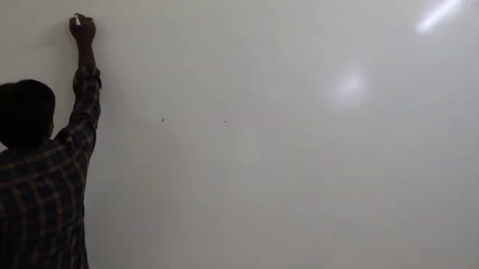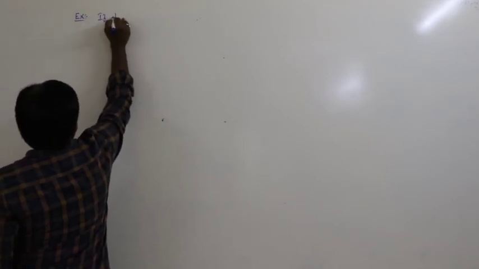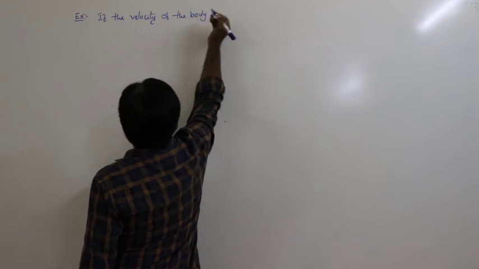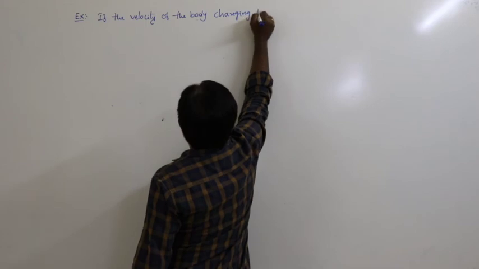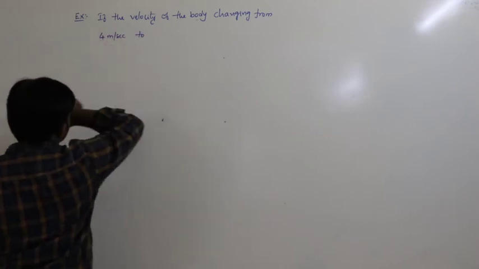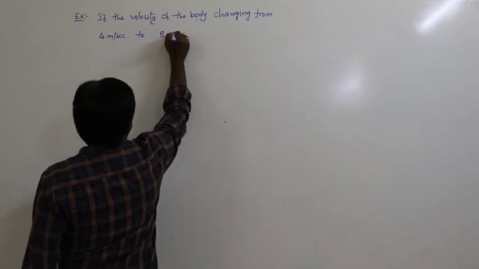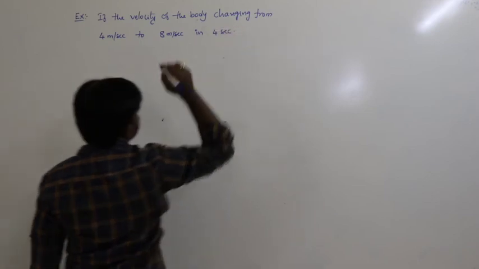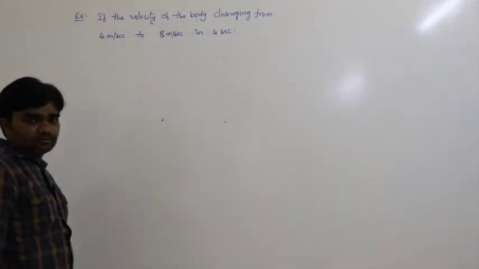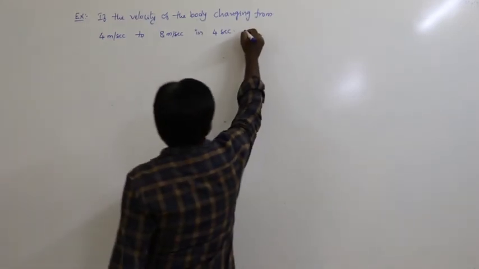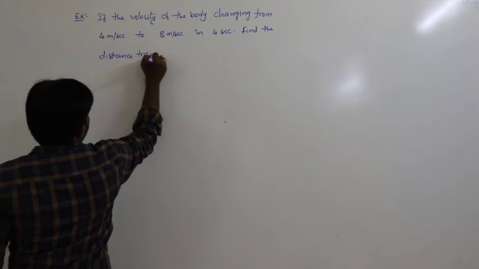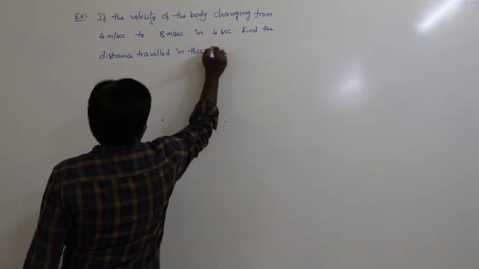Let us do one problem. Example problem. If the velocity of the body changes from 4 meters per second to 8 meters per second in 4 seconds, find the distance traveled in this time.